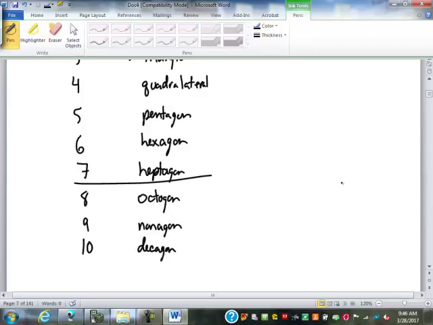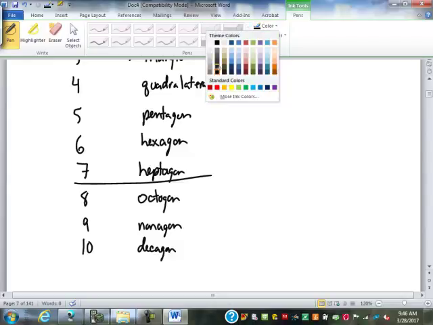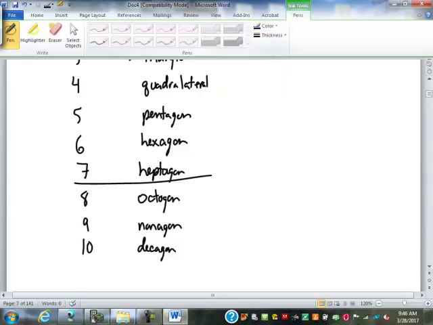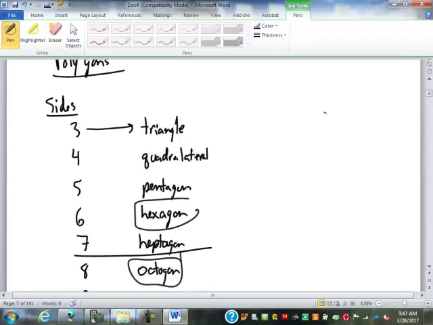11 would be undecagon, 12 would be dodecagon, tridecagon, and then there's a special. Really, for you guys, I have seen 10 and 12-sided figures in construction, but you're going to be dealing mostly with hexagons and octagons. Octagons are relatively common. We can classify polygons by their angles.